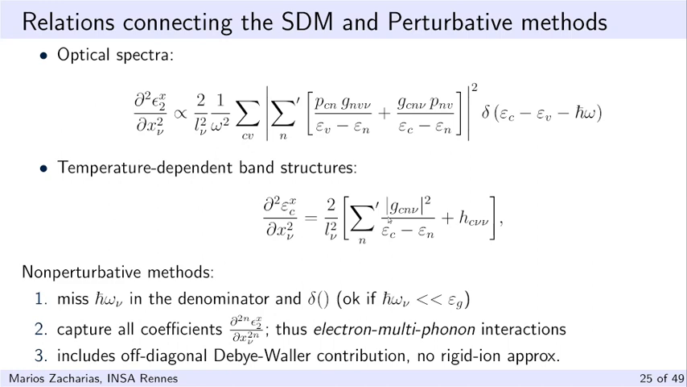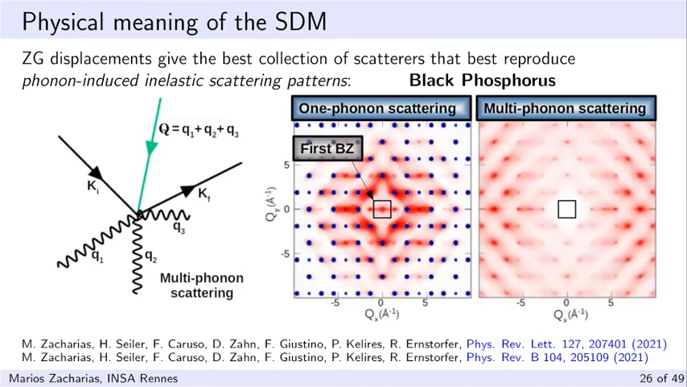So the non-perturbative methods have some drawbacks because they rely on the adiabatic approximation. They miss the phonon energies in the denominators and the delta functions. And this approximation might be okay for band gaps, which are quite large, when the phonon frequency is much smaller than the band gap, essentially. However, on the positive side, these non-perturbative methods capture coefficients beyond first order or second order, and they include electron multi-phonon interactions. Also, with respect to the Allen-Heine theory, we don't rely on the rigid ion approximation, and we are including off-diagonal Debye-Waller contributions.